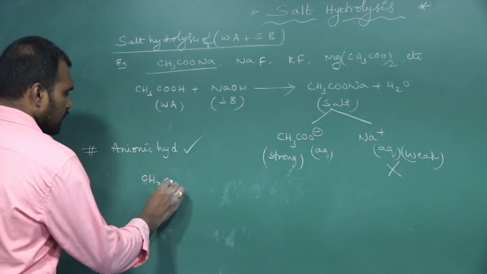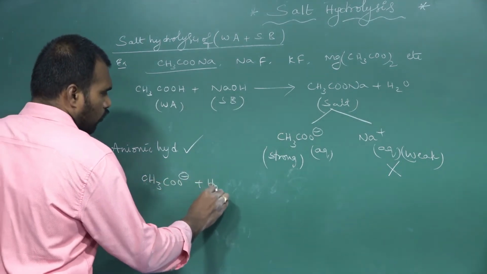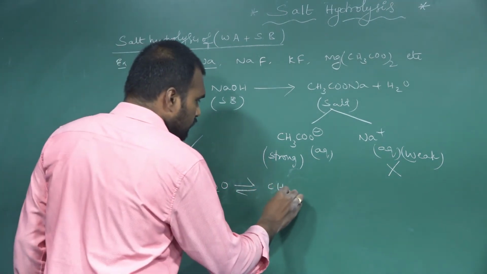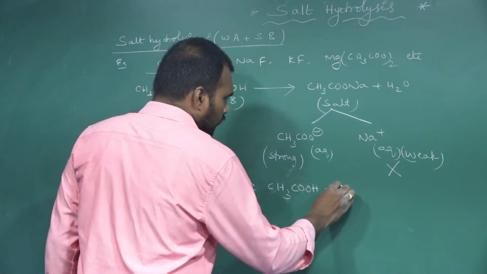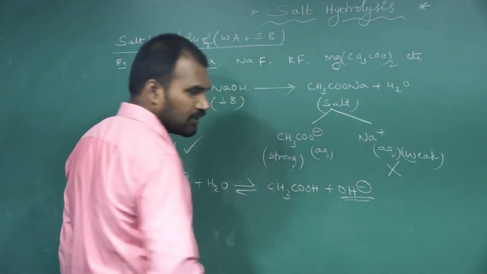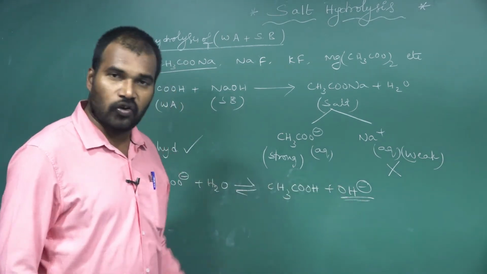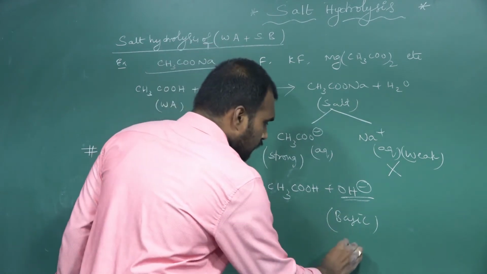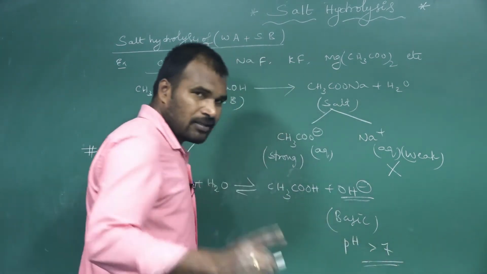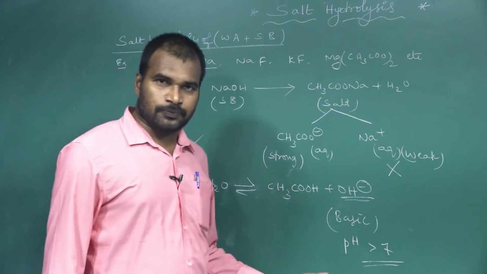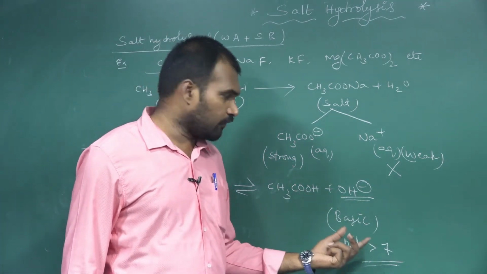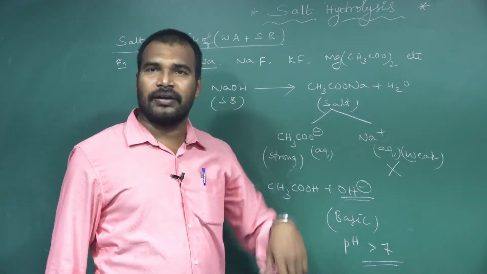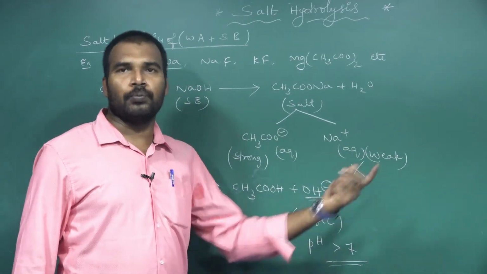So CH3COO minus undergoes hydrolysis. The hydrolysis reaction is a reversible reaction, and it produces CH3COOH and liberates OH minus ions into the solution. Because of the liberation of OH minus ions, the solution is basic. If it is basic, its pH value is greater than 7. And what about the litmus test? It converts red litmus to blue litmus, whereas in the previous case, blue litmus to red litmus.